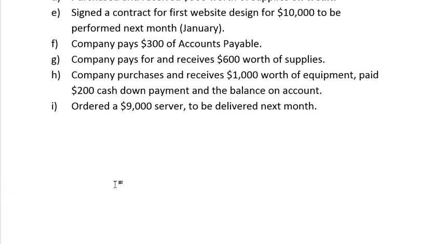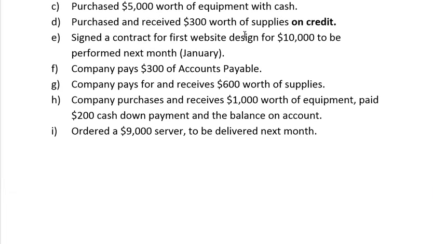And there it says that the company signed a contract for website design for $10,000, but it's not going to be performed until next month. Well, signing a contract and not providing any services, you're not getting any money, so there's been no cash received, there's been no services performed, nothing's happened here. So that's not a transaction because nothing's happened. All you did is sign a contract and you never took anything for it. You just said, we'll do it next month. So E is no transaction.